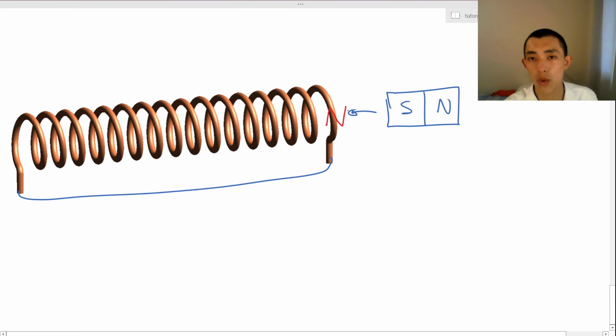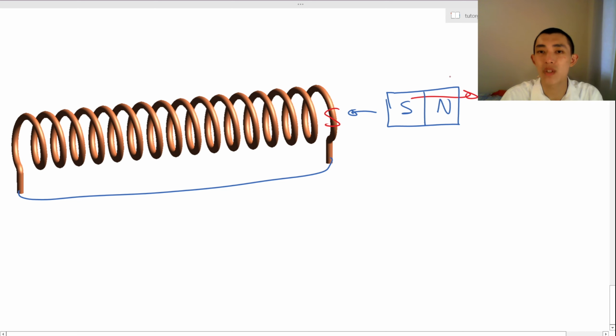Now let's have a think. If you produce a north pole here, will that oppose the south pole? No, because the south pole's like, oh, I love north poles. It's actually going to have a force of attraction. It's going to go faster and faster. It's going to run towards this solenoid. So that's no good. We instead need a south pole here, because the south pole's like, oh, gross, the south pole. So it's going to be repelled.